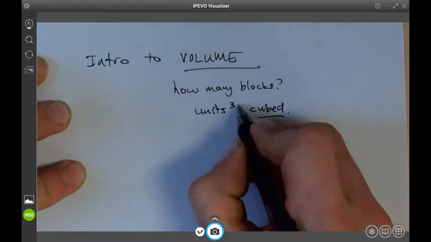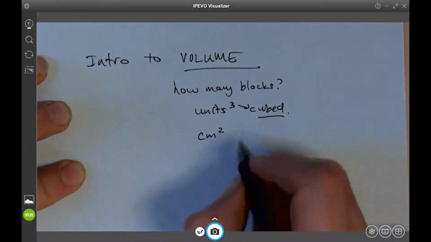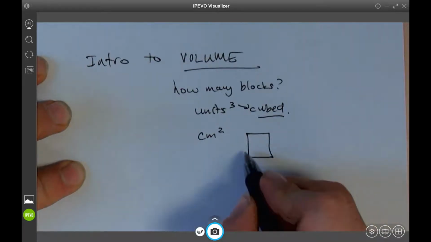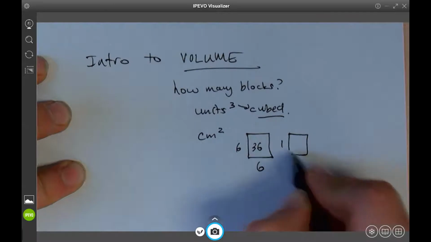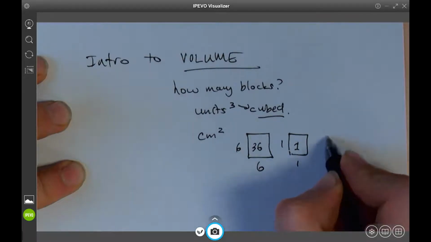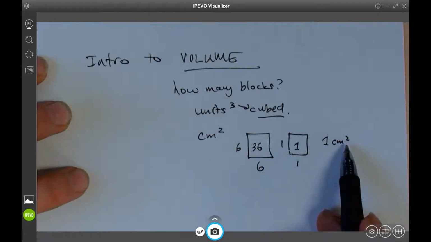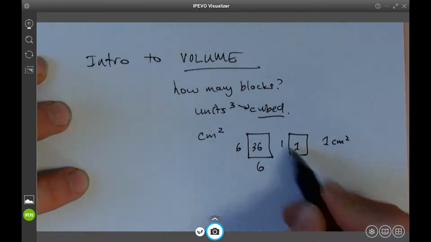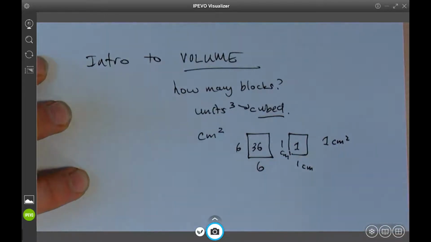Why does that 3 mean cubed? Well, if it was centimeters squared, that means a square, right? If this was 36, this would be 6 times 6 is 36. This is a square. Usually the unit, though, is 1. So 1 times 1 would be 1 unit centimeters squared. We call it squared, even though it's a 2, and the reason it's a 2 is because you're multiplying 2 units together. Centimeters times centimeters is centimeters squared.